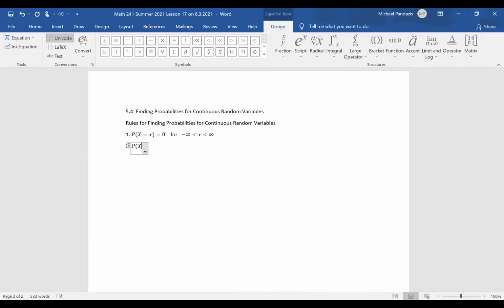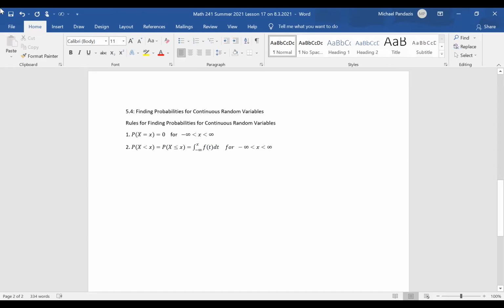The probability that capital X is strictly less than little x is equal to the probability that capital X is less than or equal to little x. And that's equal to the integral from negative infinity to little x of f of x dx. You need a dummy variable, f of t dt. And this is for negative infinity less than x less than infinity.